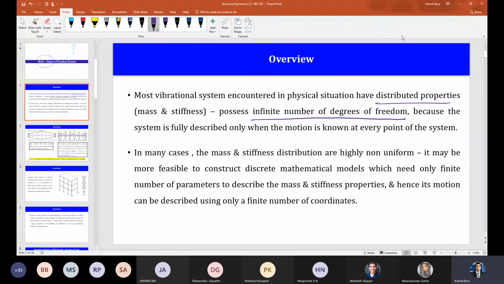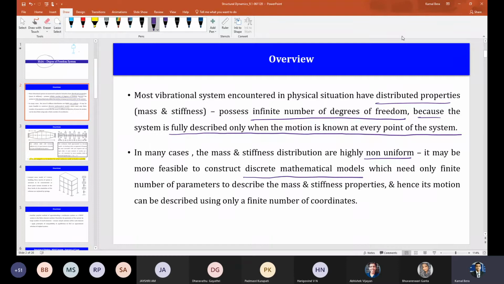But that is very difficult to solve if your system is complicated or not uniform. If the mass and stiffness distribution are not uniform, the closed form solution, or even a direct numerical solution of the equation of motion, is quite difficult. Why infinite number of degrees of freedom? Because the system is fully described only when the motion is known at every point of the system, correct? In many cases the mass and stiffness distributions are highly non-uniform.